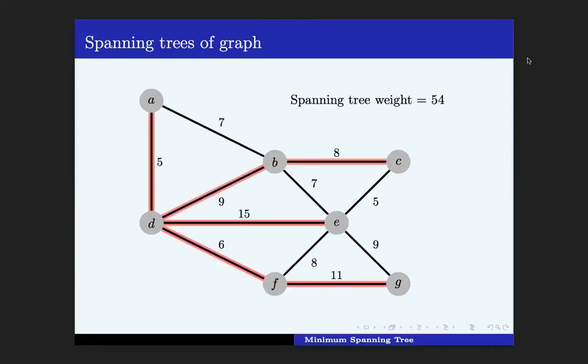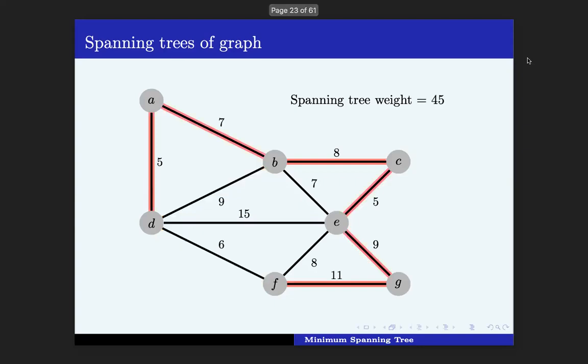So this is a spanning tree. The red edges are a spanning tree. And what is the cost of the spanning tree? If you look at the sum of the weights of the edges in the spanning tree, you will see that the sum is 54. So this spanning tree has cost 54, or weight 54. Now, is this a minimum spanning tree?